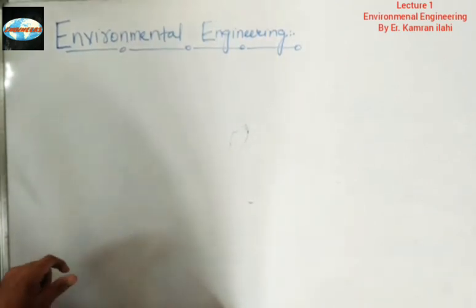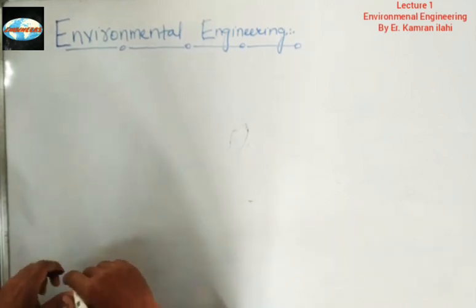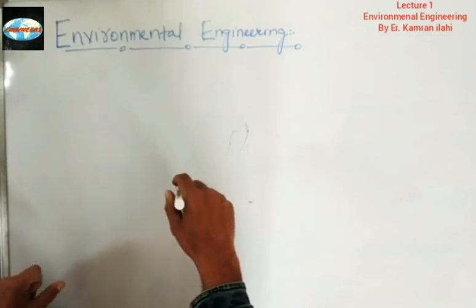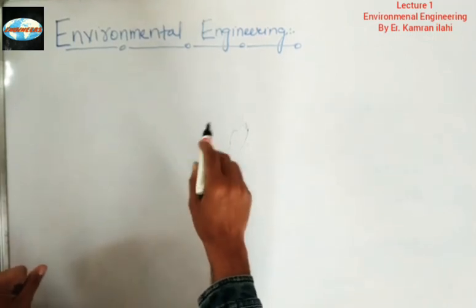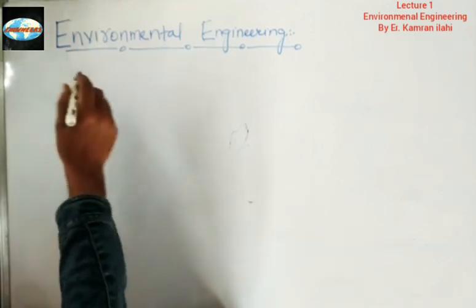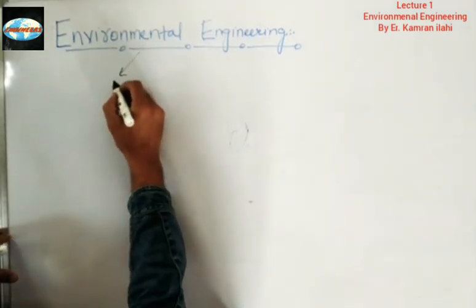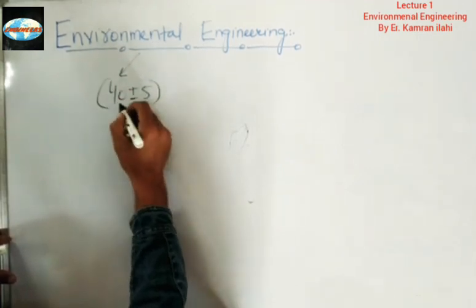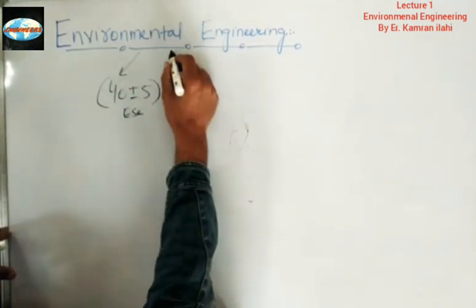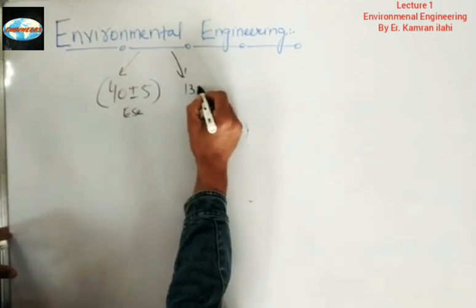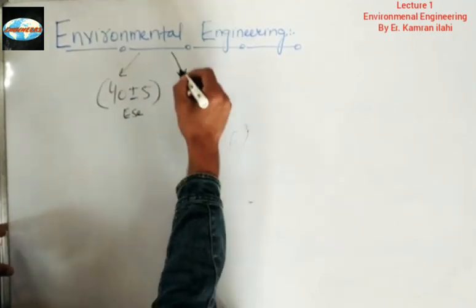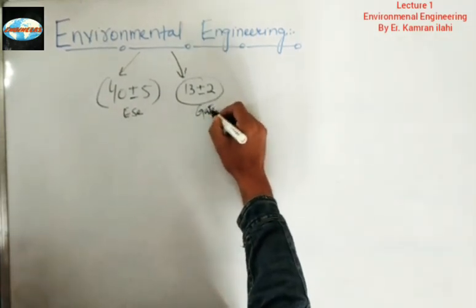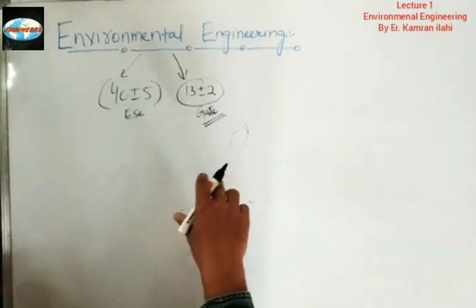And today we are going to start a new series of lectures about environmental engineering. As all of you know, it is one of the most important subjects in GATE and ESE. Every year we are asked almost 40, if I give you the range, 40 plus minus 5 marks in ESE, and in GATE you can say 13 plus minus 2 marks. So on average 13 or 15 marks are asked in GATE every year in this subject. So it's one of the most important subjects in civil engineering.